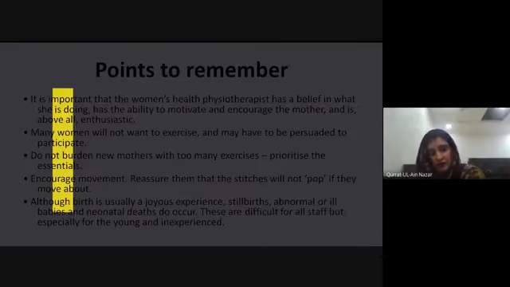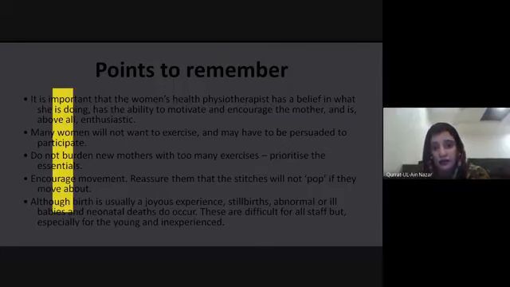After the baby bathing, there are some very important points which need to be remembered. It is important that the women's health physiotherapist has a belief in what she is doing, has the ability to motivate and encourage the mother, and above all is enthusiastic too. Many women will not want to exercise and may have to be persuaded to participate in it.